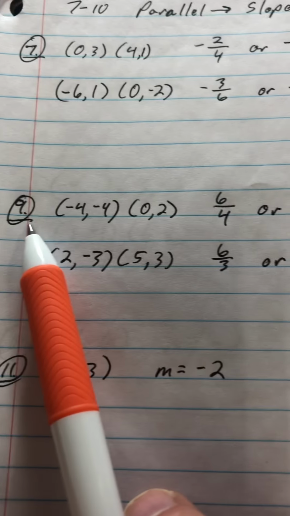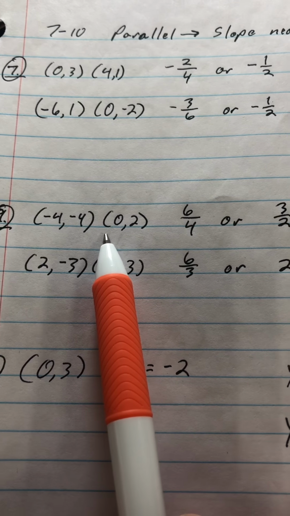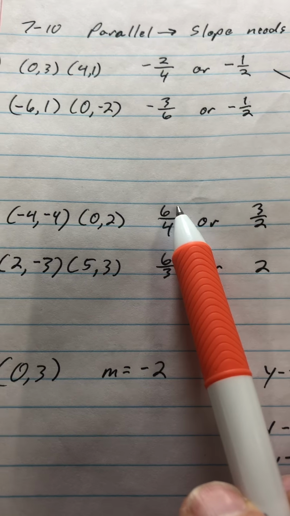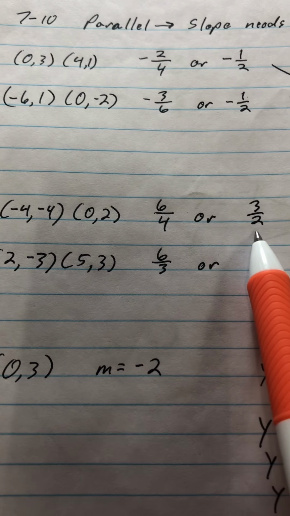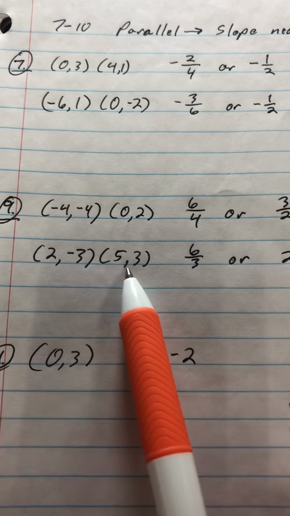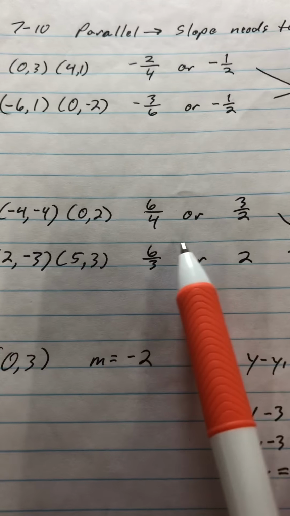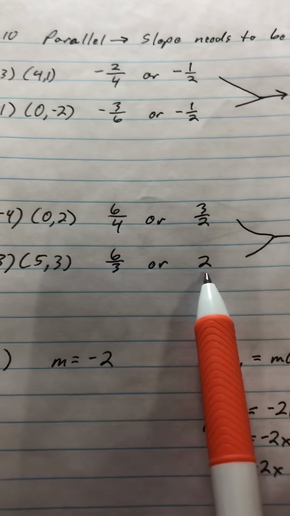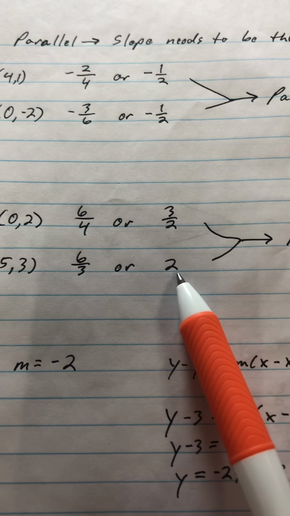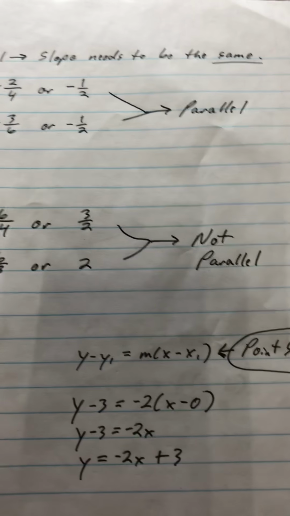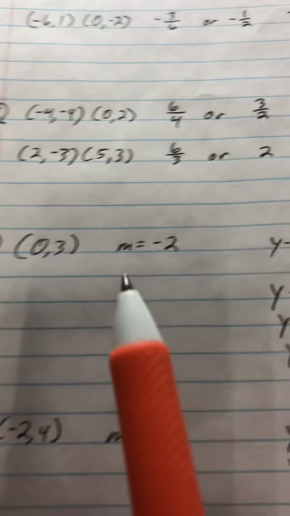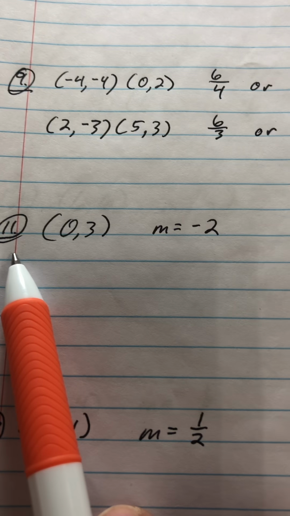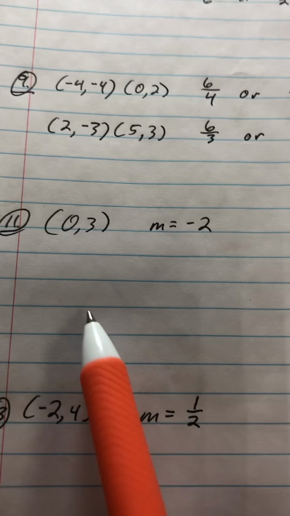Take a look at number 9. If you look at those 2 points that I'm pointing out right now, it goes up 6 over 4 or 3 over 2. And then these 2 points on the other line, that means it goes up 6 over 3 or just 2. So they are different, so that means they are not parallel. So different slopes, they're not parallel. Okay, so try the even ones on your own, do the same thing.